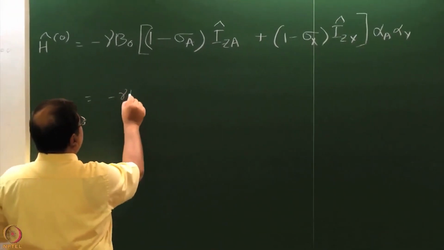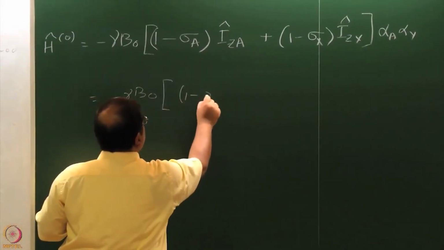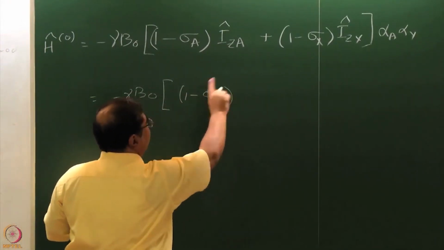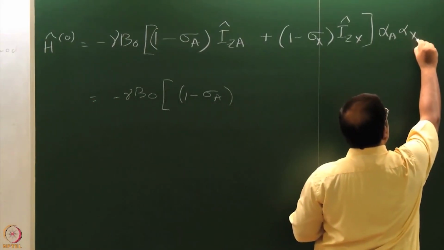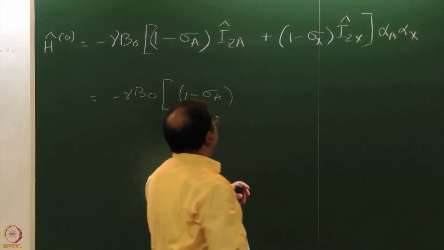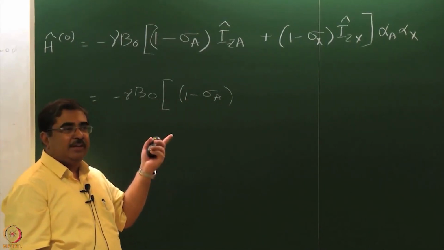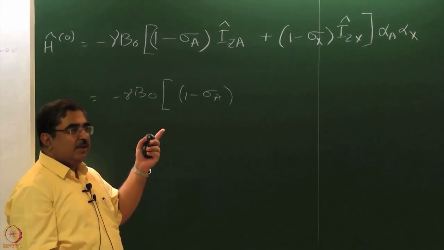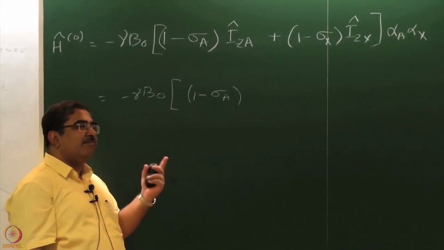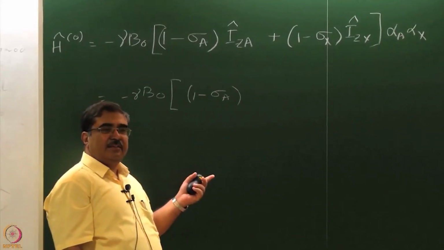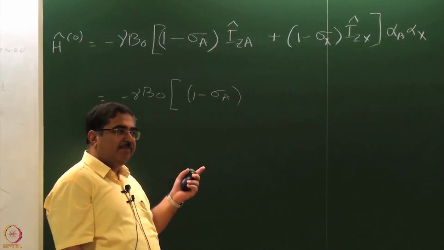Minus gamma b0 is common, and here I have 1 minus sigma a, IZA operating on alpha a alpha x. What do I get? Alpha x comes out, right? IZA operates only on alpha a, not on alpha x, so alpha x remains there. What happens when IZA operates on alpha a? What do I get? Yes, h cross by 2 multiplied by the same alpha a.